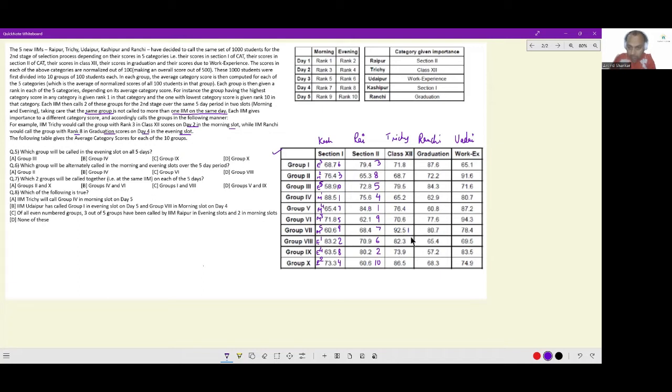So this is rank 1. This is rank 2. This is rank 3. Rank 4. Rank 5. Rank 6. Rank 7. Rank 8. Rank 9. And rank 10. For graduation, any heavy hitters?